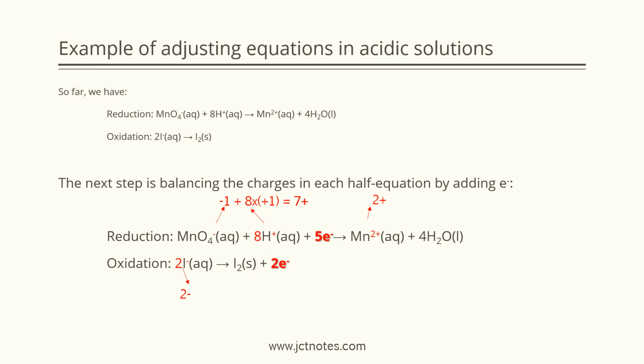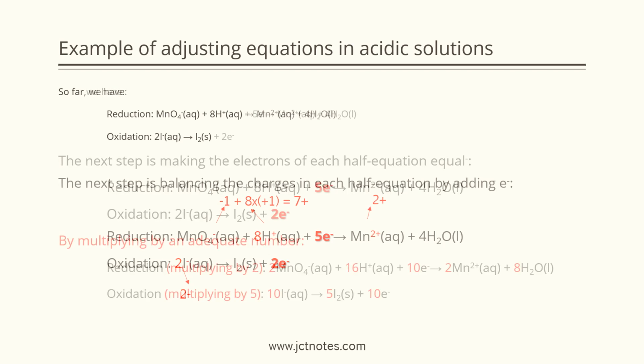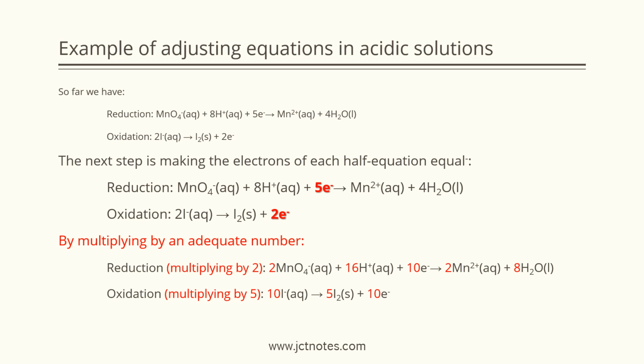In the oxidation, we have 2 negative charges in the reactants and none in the product. We balance the charges by adding 2 electrons in the products. At this point, we have each half equation balanced in terms of atoms and electrons. The next step is to equalize the number of electrons in both of them. In the reduction, we have 5 electrons. In the oxidation, 2 electrons. If we multiply by 2 the reduction and by 5 the oxidation, we obtain 10 electrons on both half equations.